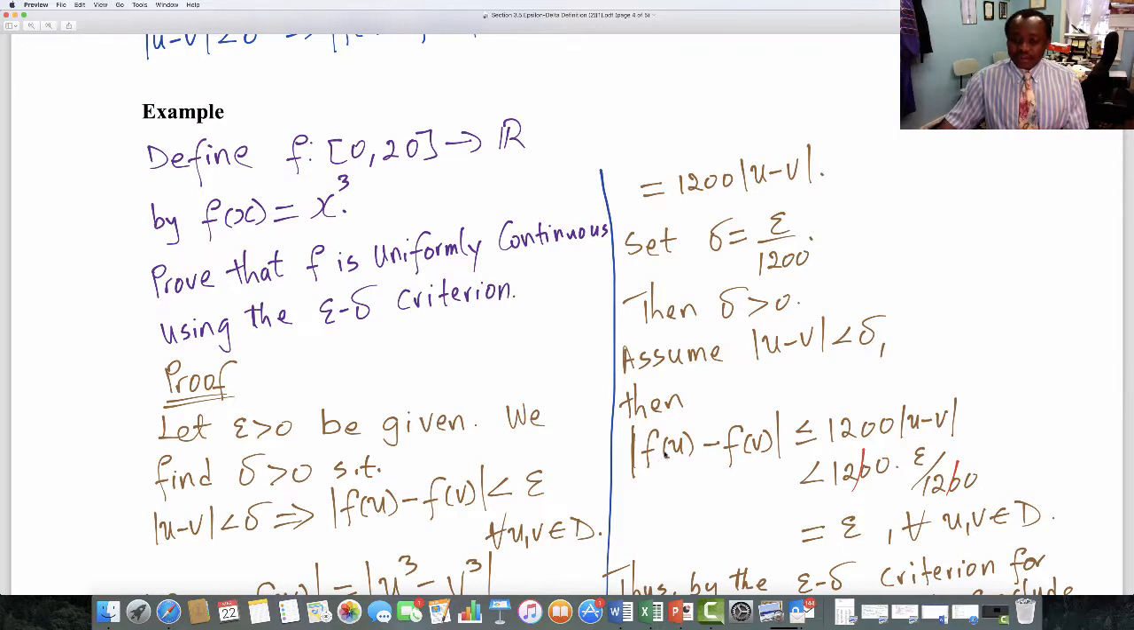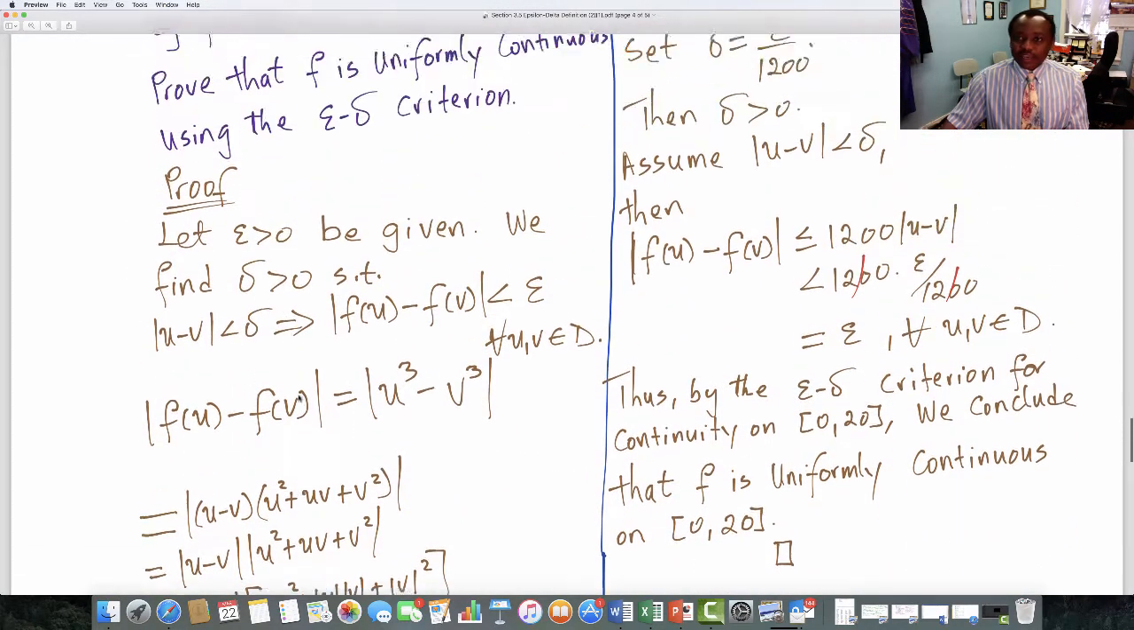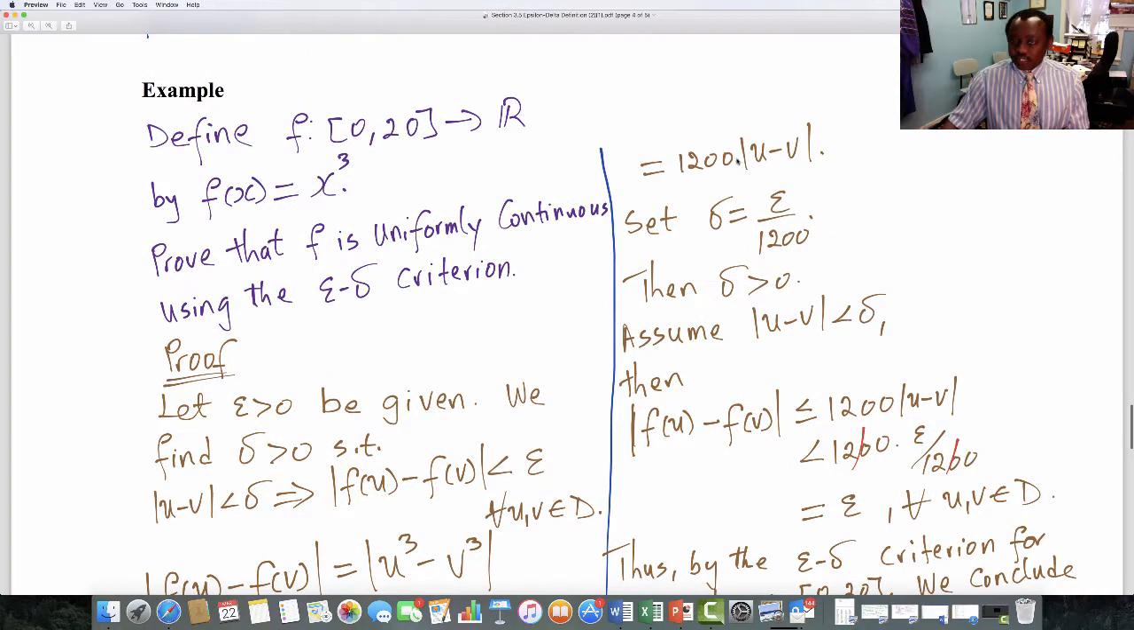Then the absolute value of f(u) minus f(v), which we already know is less than or equal to 1200 times the absolute value of u minus v, would be strictly less than 1200 times delta, since we assumed that the absolute value of u minus v was less than delta. And delta is epsilon over 1200. So this is less than 1200 times epsilon over 1200, which equals epsilon, for every u, v in D.